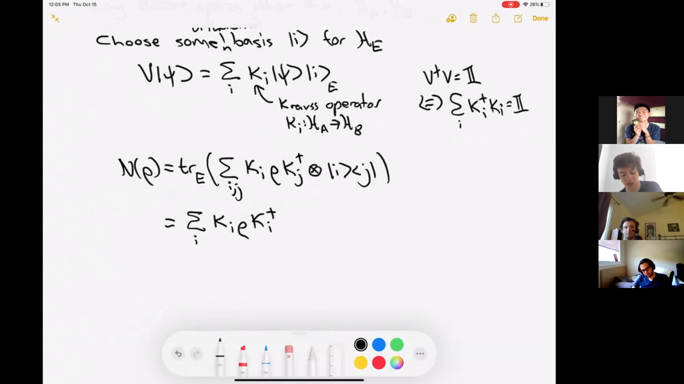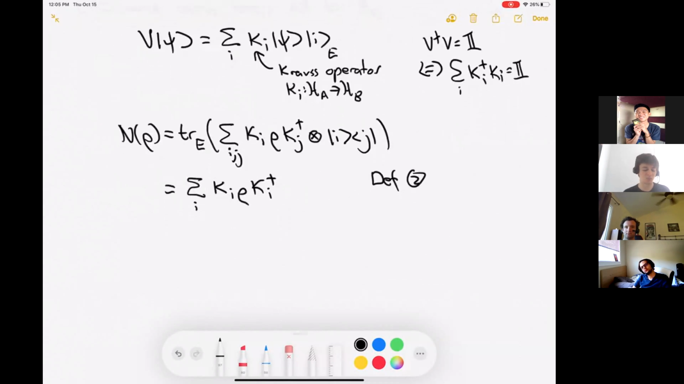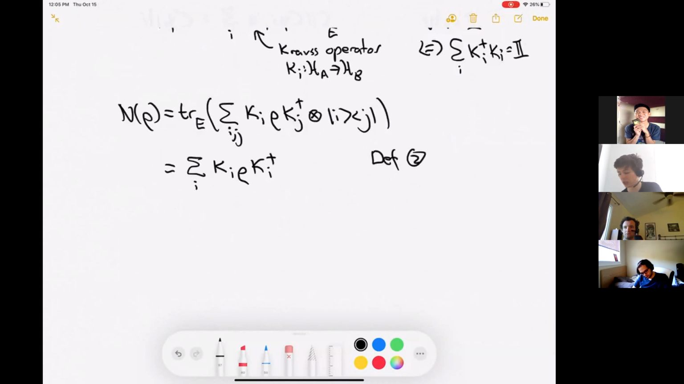Okay, so this is going to be our definition 2 of a channel. It's just going to have some set of K_i's mapping H_A to H_B such that the sum over i of K_i dagger K_i is equal to the identity, and the channel then maps rho to the sum over i of K_i rho K_i dagger. Okay, and this is called the Kraus representation of the channel.